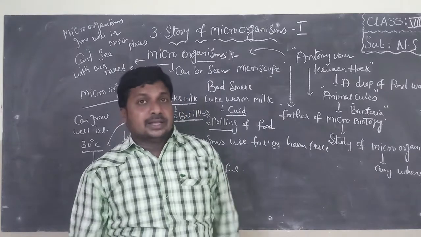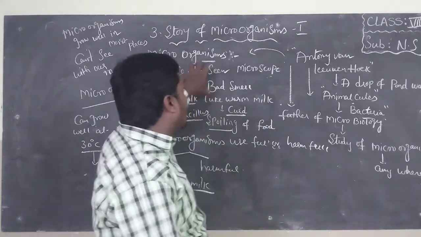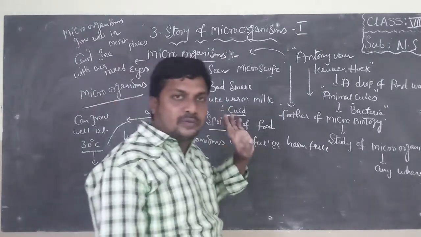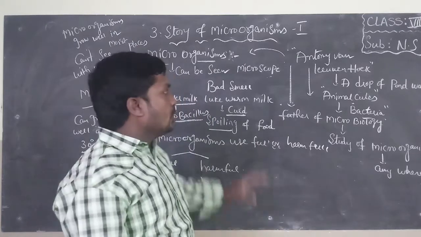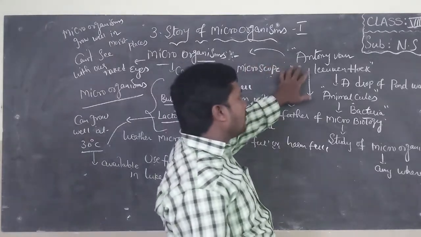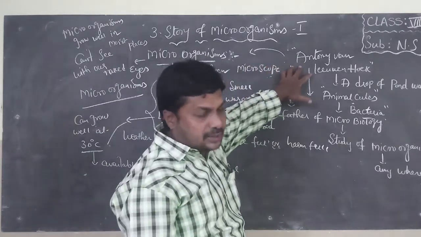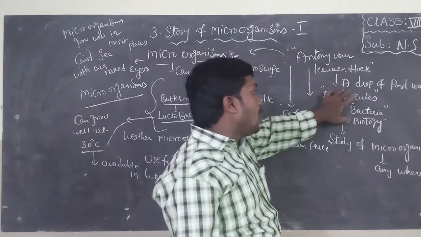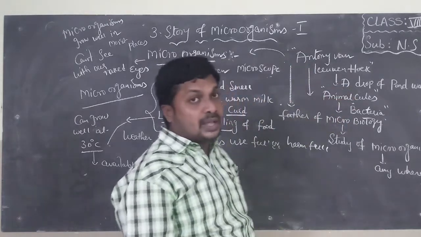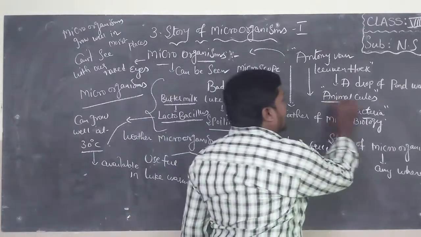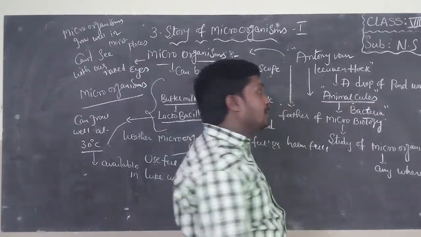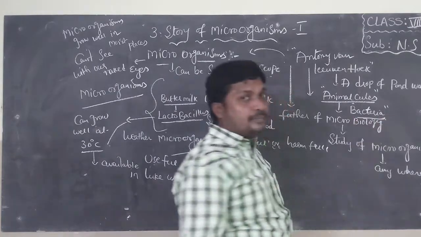So children, this is the introduction about microorganisms. Microorganisms can be seen only with the help of a microscope, not with our eyes. Microorganisms were discovered by a scientist called Anthony van Leeuwenhoek. He was a fabric merchant. He observed a drop of pond water under a microscope. He found so many organisms there. He named those organisms animalcules. Later he named those animalcules bacteria.